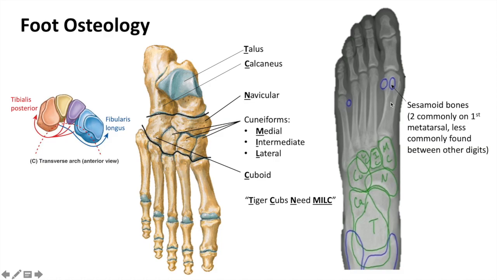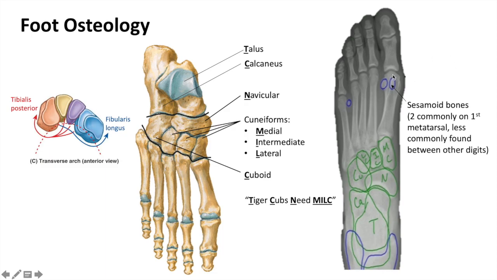Something else to know is that tibialis posterior and fibularis longus, the way that they pull, creates the transverse arch. We're going to talk about their actions in a few minutes. But to go back and review, since we are on this slide, tibialis posterior is going to invert the foot. And then fibularis longus is going to pull toward our fibula, so that's going to pull laterally. That is going to evert our foot.